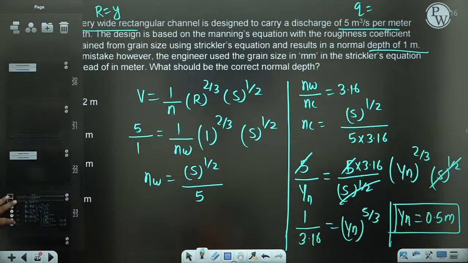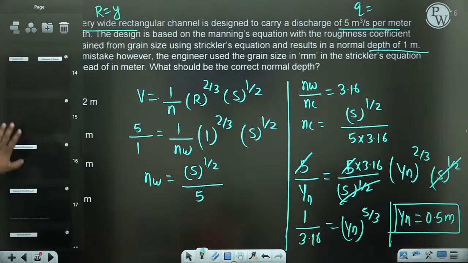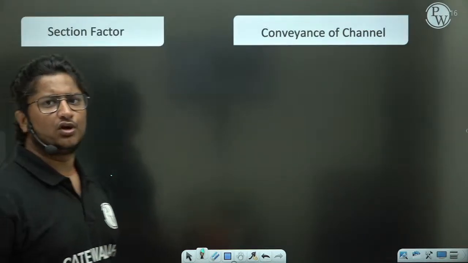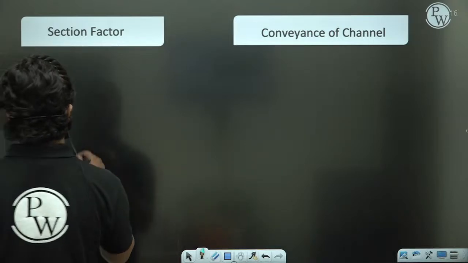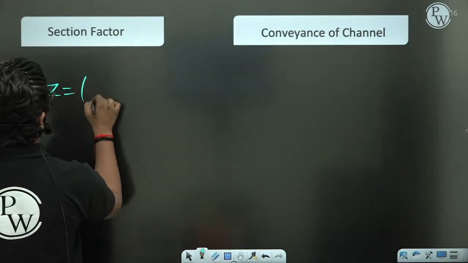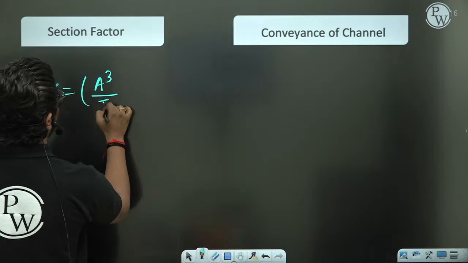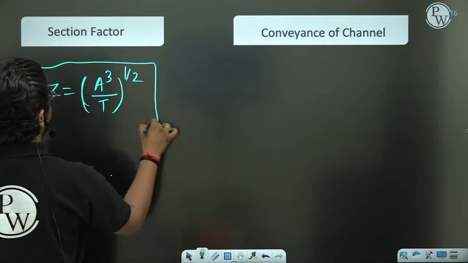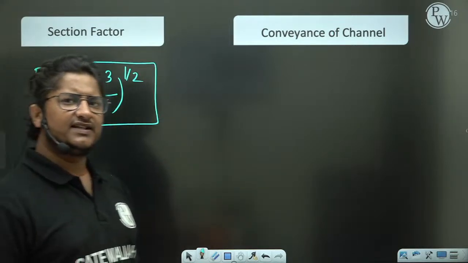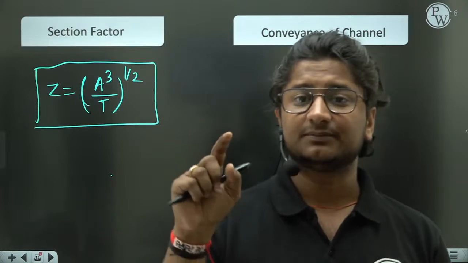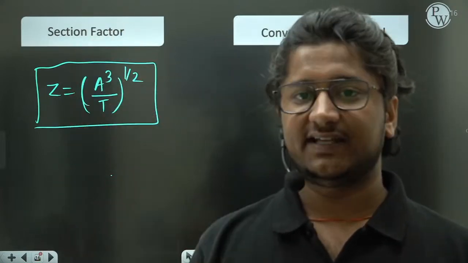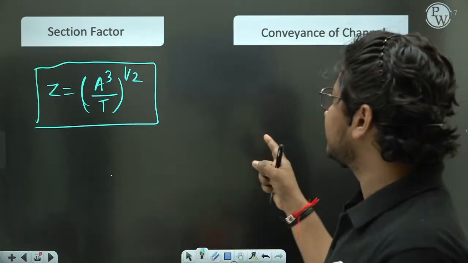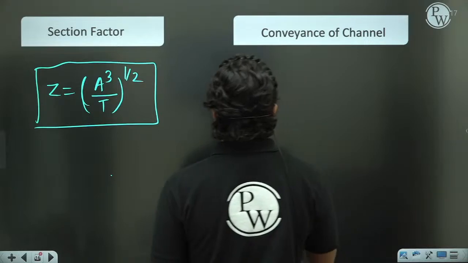Okay, one small thing I will be discussing and then we'll close this class for today. Next class I will be starting with the hydraulic efficient section. Two small points. The first one we call section factor, that is Z equal to A cube upon T to the power 1 by 2. A is the area, T is the top width. Like section modulus in RCC, which represents strength, here also the section factor indicates the strength of the cross section.